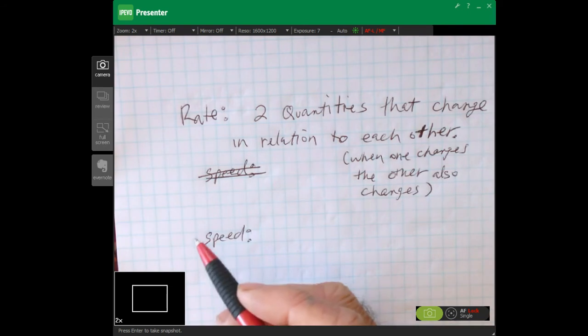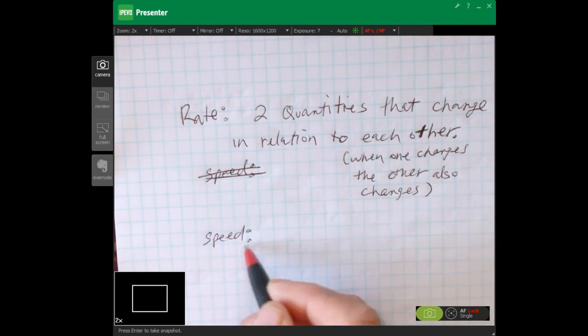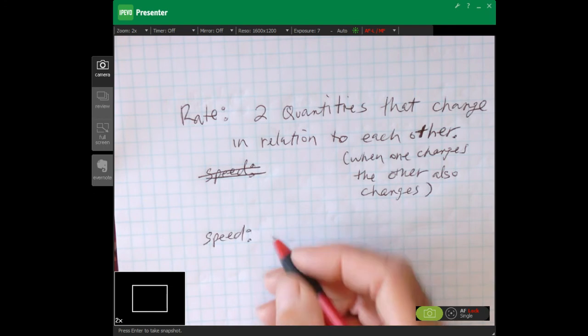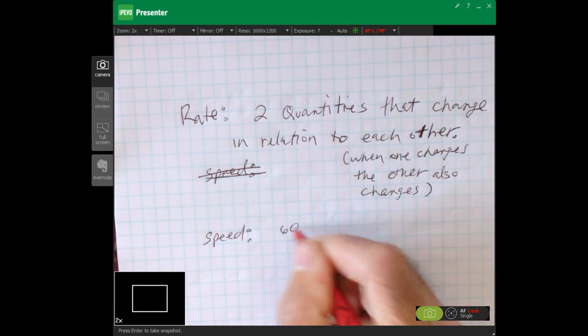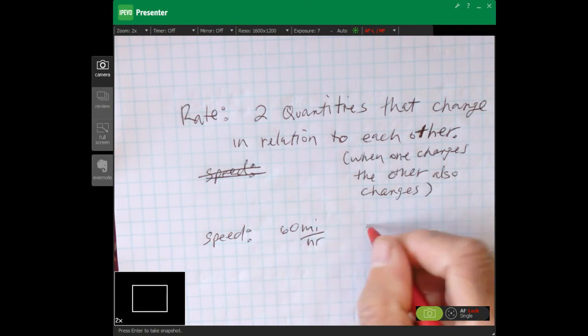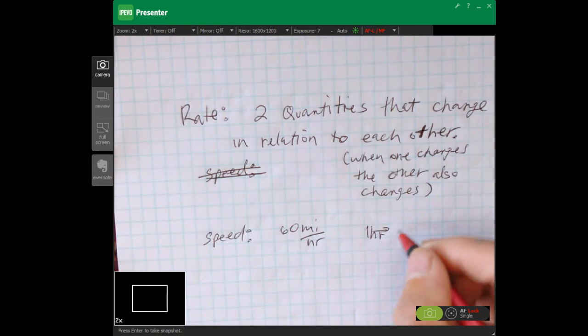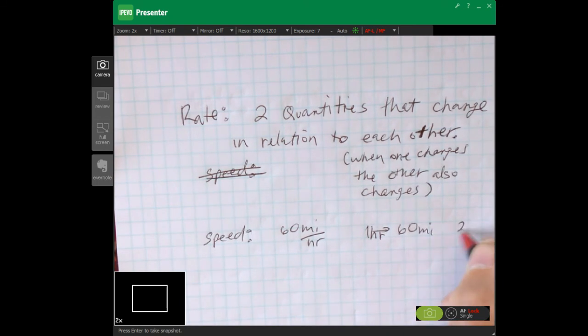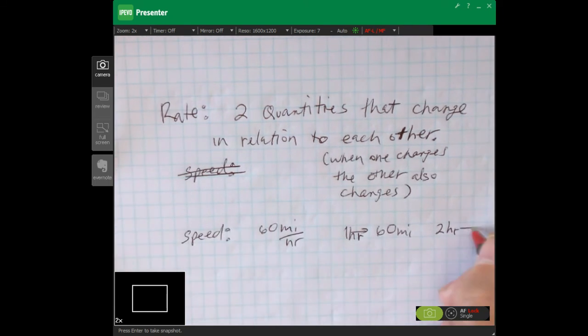So we have different types of rates that are common. Speed or velocity is one common rate. So for instance, if we have 60 miles per hour, if we have 1 hour, then you would travel 60 miles. 2 hours of traveling in a car or whatever, that would be 120 miles.